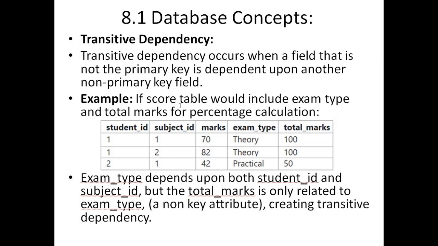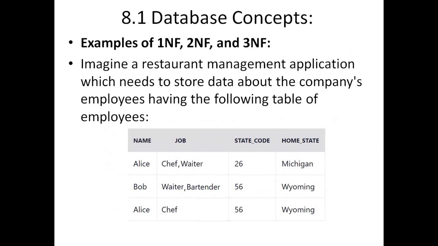Now over here, exam type depends upon both student ID and subject ID, but the total marks is only dependent upon the exam type, which is a non-key attribute. Thus this means we have a transitive dependency over here. In order to make your table in 3NF, we will have to eliminate this. Here's a solved example of how you can convert a given table into 1NF, 2NF and then 3NF.